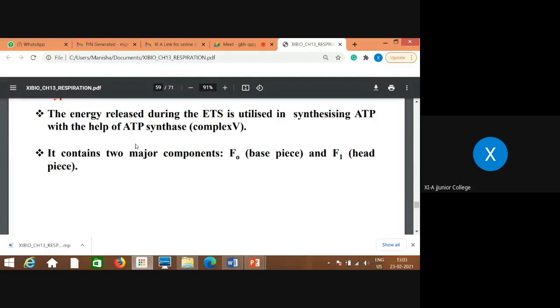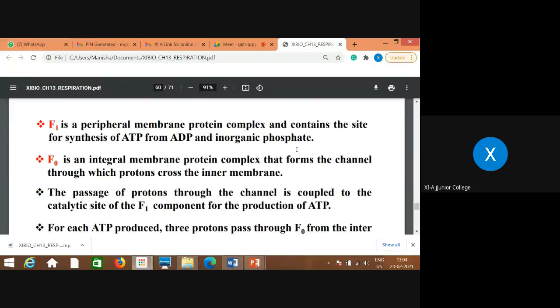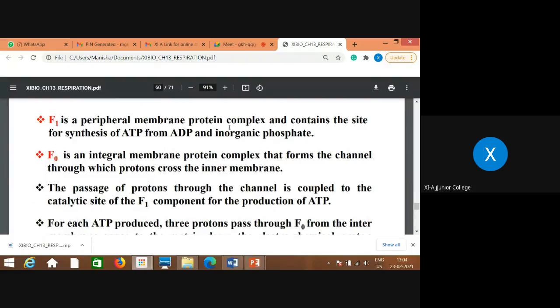So this is what ATP synthase, which is used in this ETS during the synthesis of ATP from ADP. And as I told you, it contains 2 major components: F0, that is the base piece, and F1 is the head. So F1 is the peripheral membrane protein complex and contains the site for synthesis of ATP from ADP and Pi, that is inorganic phosphate. F0 is an integral membrane protein complex that forms the channel through which protons cross the inner membrane.